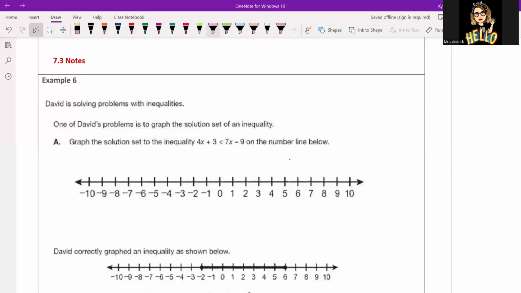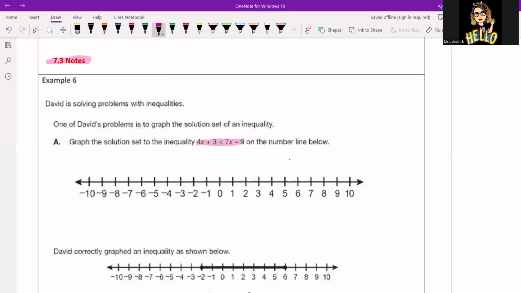Okay, so we are looking at our 7.3 notes, right? We did examples 1 through 5 on Friday. So we're gonna do the last two examples today. And they're set up more like the open-ended questions or the constructed responses in the Keystones. So we're going to solve this and graph it on the number line.